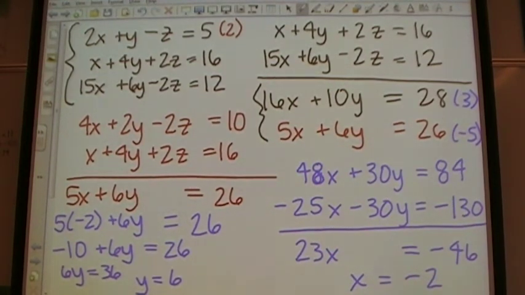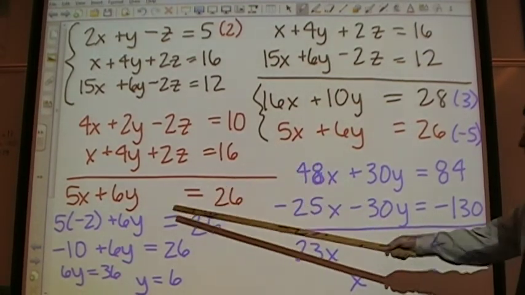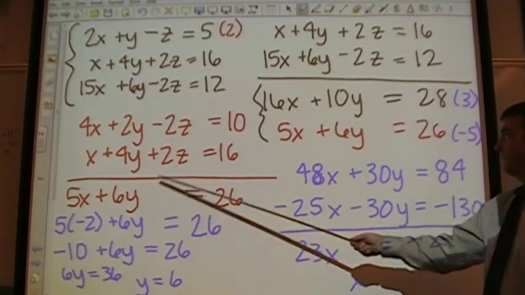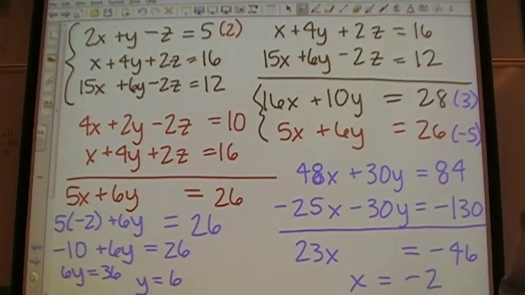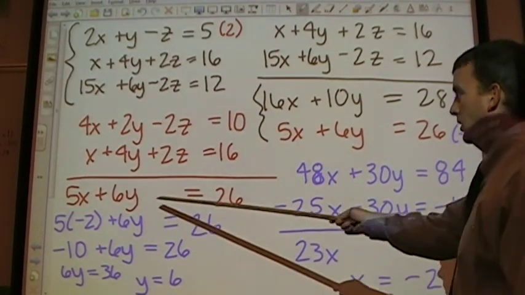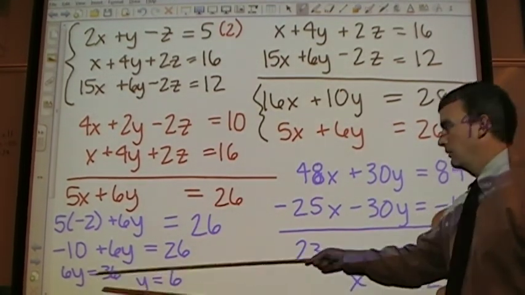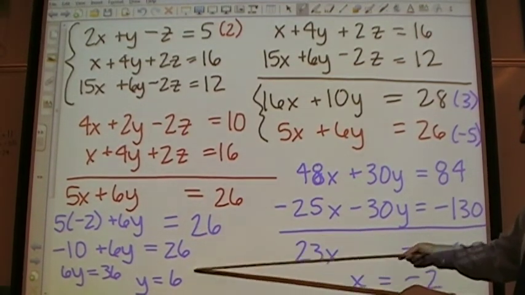So once you have x, you gotta put it into one of those two. We plugged it into either 16x plus 10y or 5x plus 6y. You have to do it where there's only one other unknown. You can't do it where there's two unknowns. So I plugged it into here. X is -2, and I get y to be 6.